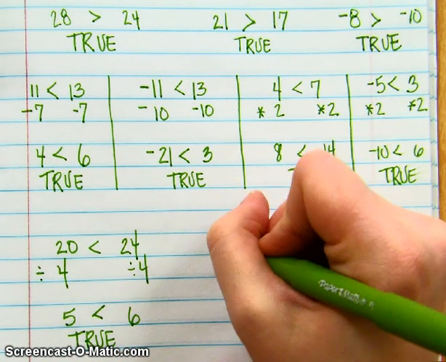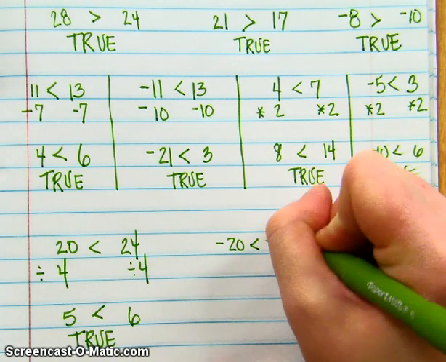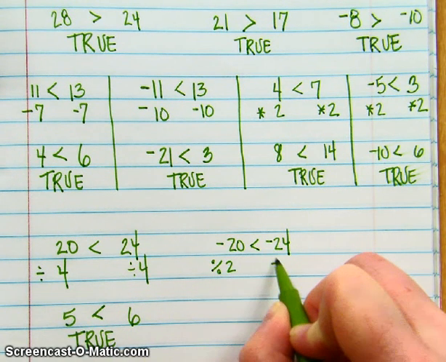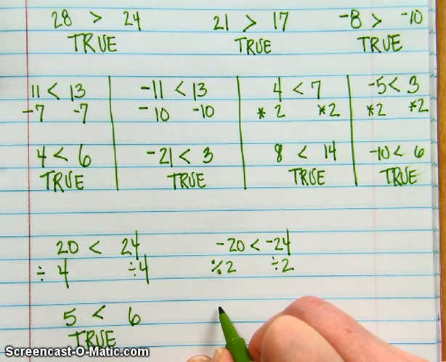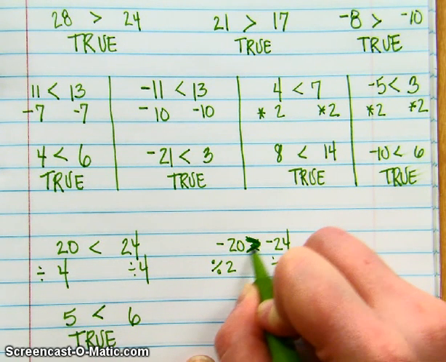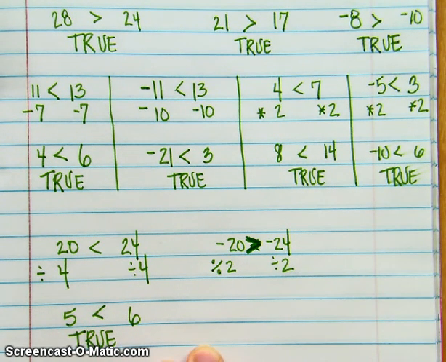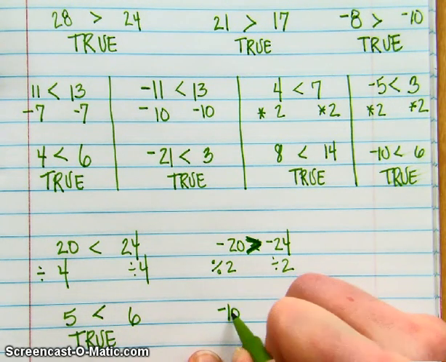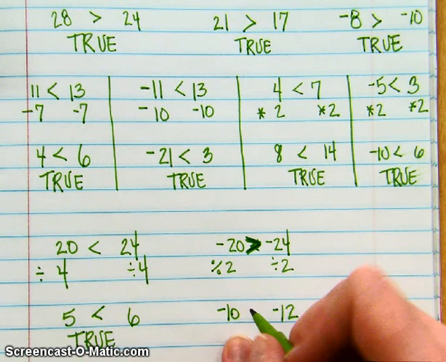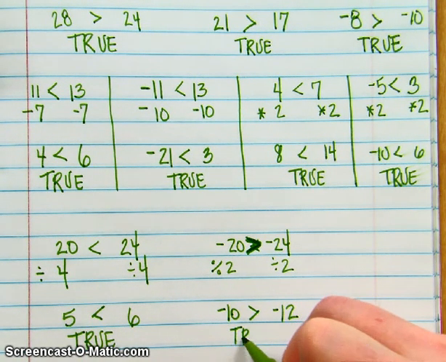What if I had them as negatives? And I divided by 2. I have, this is backwards, sorry. It's better to owe $20 than it is $24. So I would have negative 10 and negative 12. And it's still better to owe $10 than it is to owe $12. Still true.